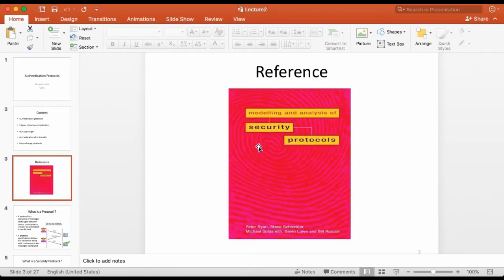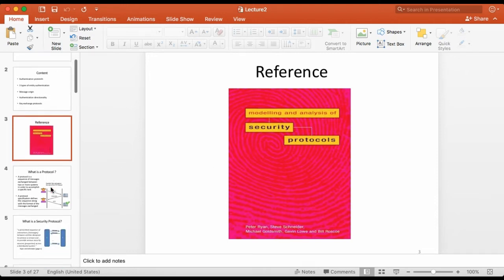So the reference for today's lecture is Modeling and Analysis of Security Protocols. If you remember from yesterday, I said that this book is slightly complex. It contains a deep way of looking at what a protocol is using discrete mathematics notation. You don't need to understand everything, but as long as you can get a grasp of the main concepts, that's good enough.